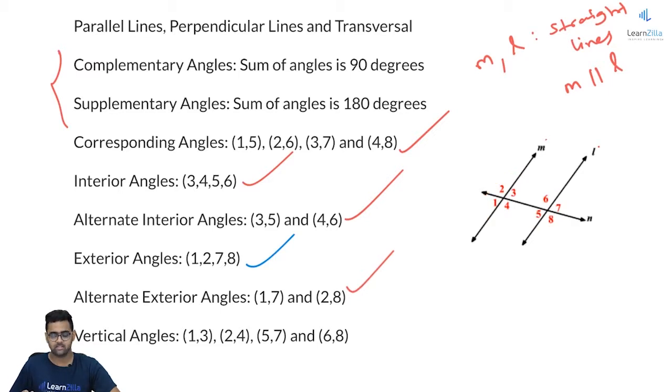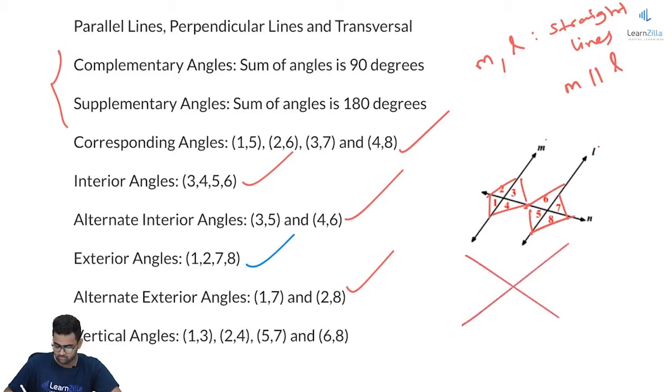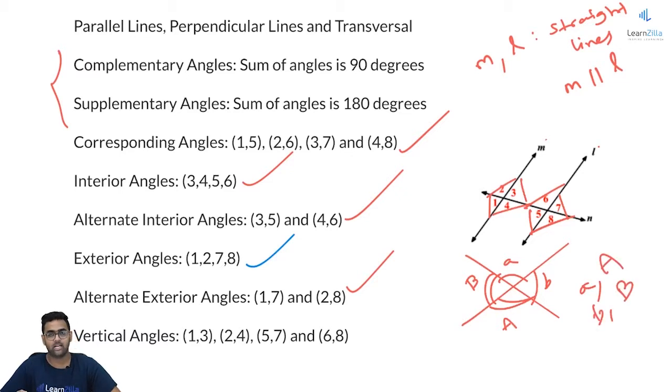One more thing I am talking about is vertical angles. So what are vertical angles? If I am looking at these two lines M and L, the pairs 1 and 3, 2 and 4, 5 and 7, 6 and 8 are my vertical angles. Simply, if I draw this, A and A, B and B, these are the sets of my vertical angles. So that is all about these lines and angles.